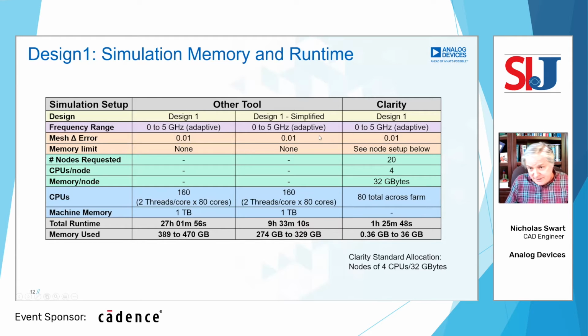Frequency range was 0 to 5 gigahertz, uniformly for all the sims, including for Clarity. Same mesh delta error, no memory limit set.